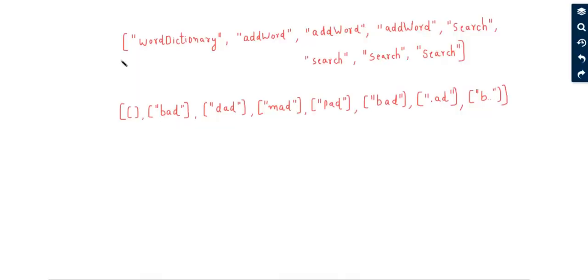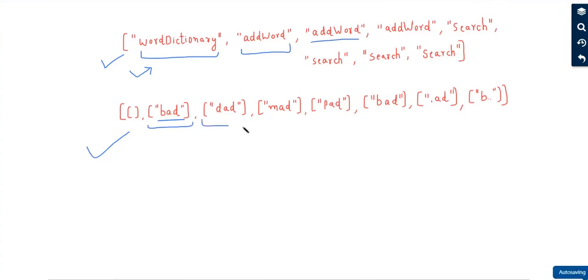So this is an example. These are the commands that we are given in the form of an array, and these are the words that we have to insert or search. The first command is WordDictionary. It says, okay, initialize an object of type WordDictionary, which is the class that has the functionalities of search and add. Then we have the addWord command. It says that add this word bad into the data structure. Then we have an addWord command to add this word into the data structure, and so on.